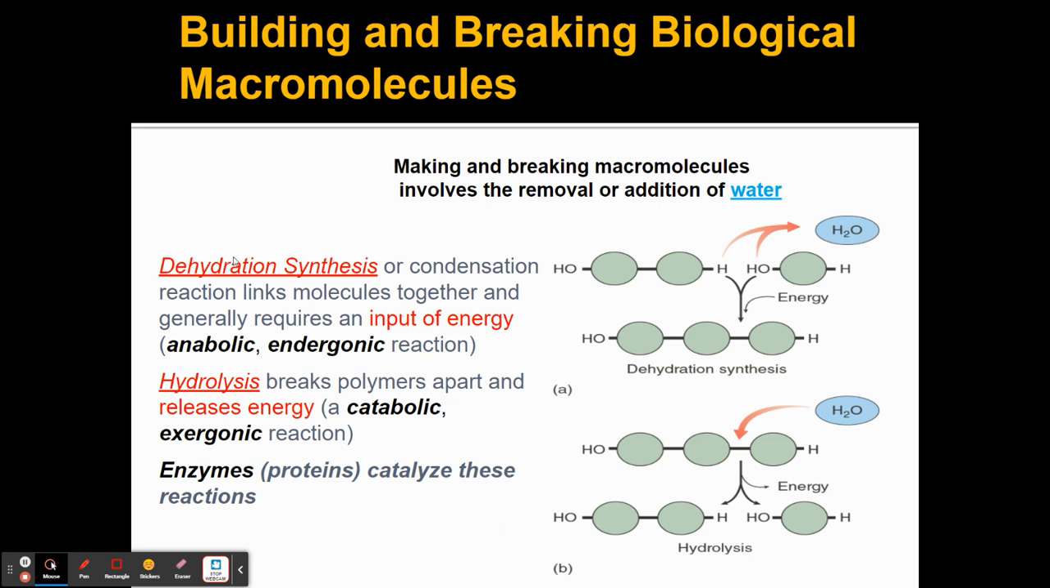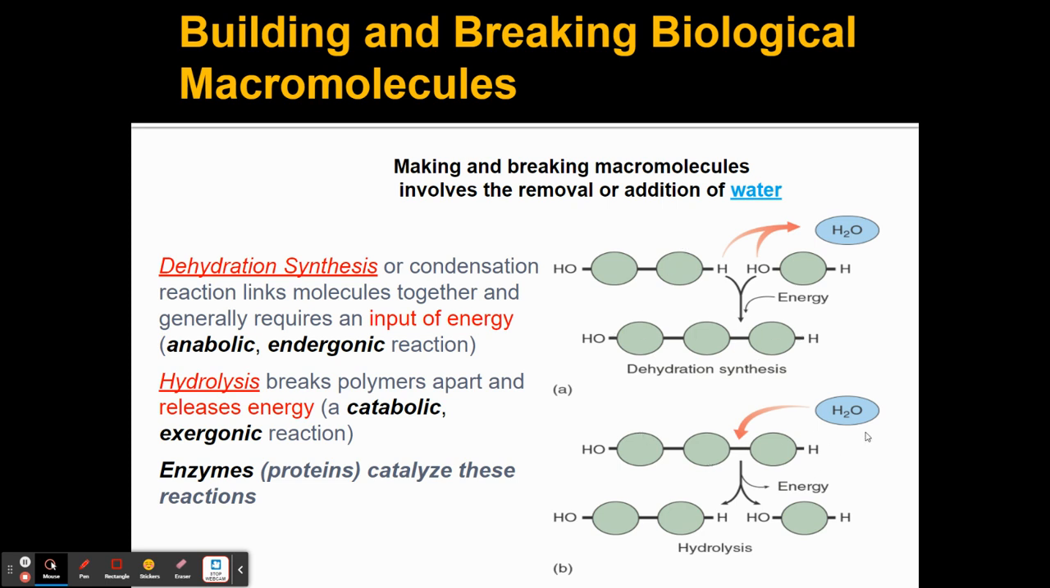Dehydration synthesis. When you're dehydrated, you've lost water. Synthesis means to put together. So we put together by taking water out. And hydrolysis, hydro means water, lysis means to split. So we use water to break apart. We can see the meaning in the word. In a dehydration synthesis, we're going to take a water out. We're taking a hydrogen off of here and an OH group off of there. We're adding some energy because this is an energy-intensive reaction, and we make a bigger molecule.